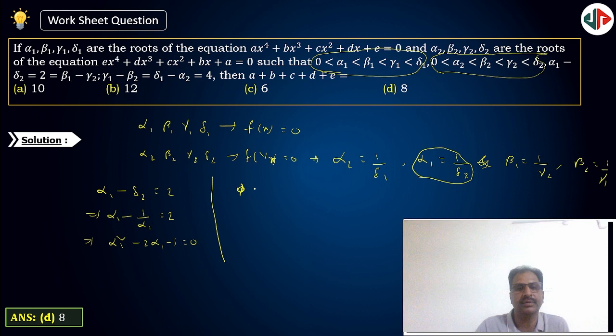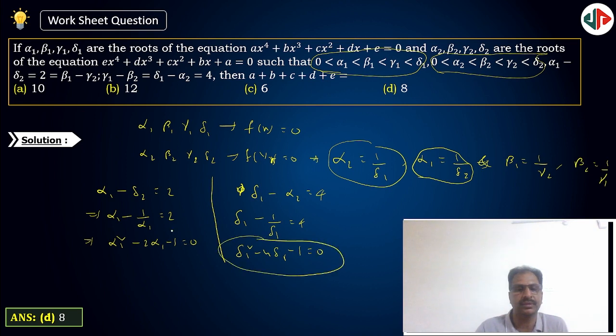Next, gamma delta 1 minus alpha 2 is given as 4. What is alpha 2 from here? 1 by delta 1. From this, delta 1 square minus 4 delta 1 minus 1 is equal to 0. So this is one condition, this is another condition.